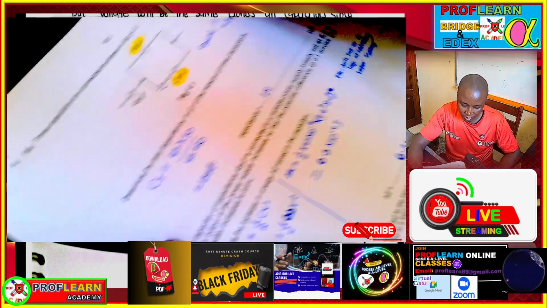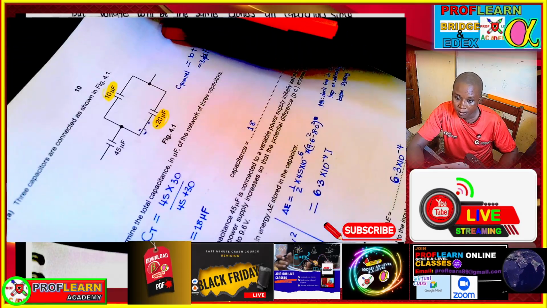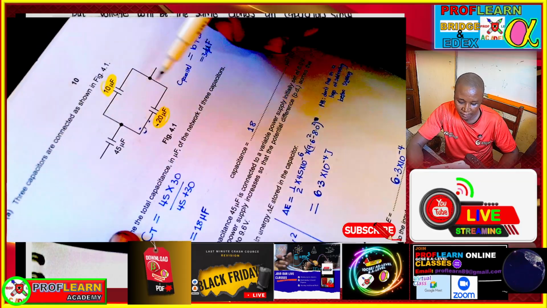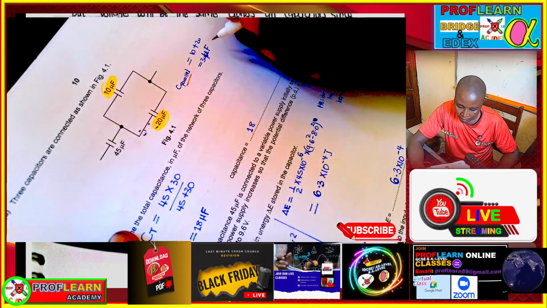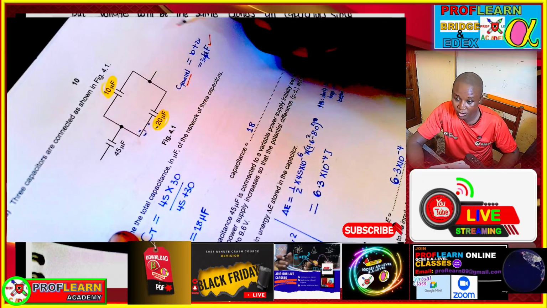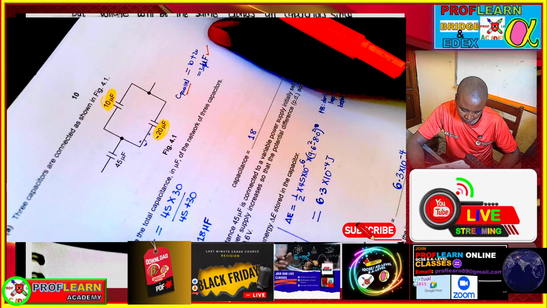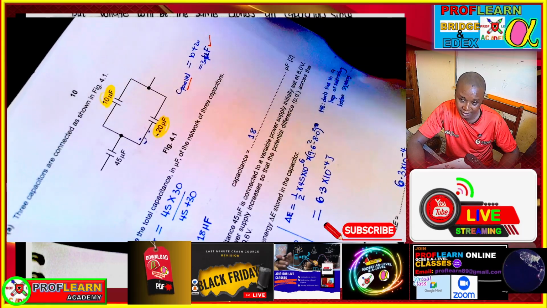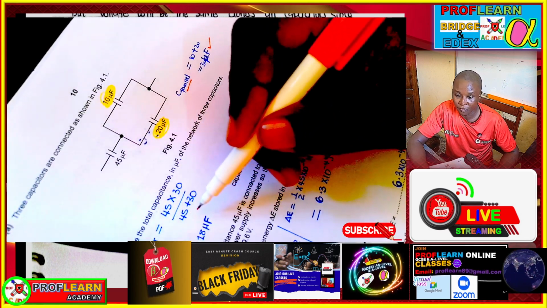Let's look at this particular question. We are told that 3 capacitors are connected as shown. We have 3 capacitors whereby these 2 are in parallel. So the total capacitance for the parallel connection is going to be the sum, 10 plus 20, which translates to 30 microfarads. But now for 2 capacitors which are in series, the total capacitance is the product divided by the sum of the 2.